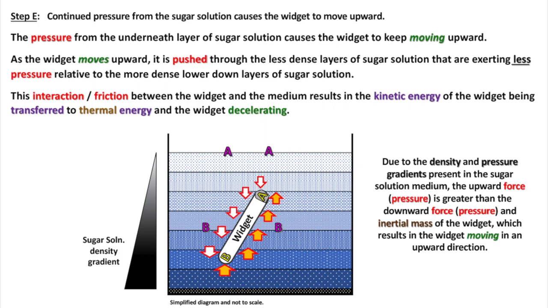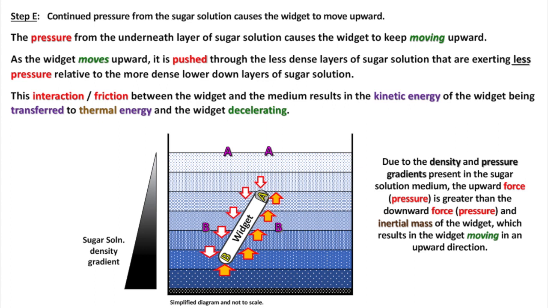Step E. Continued pressure from the sugar solution causes the widget to move upward. The pressure from the underneath layer of sugar solution causes the widget to keep moving upward. As the widget moves upward, it is pushed through the less dense layers of sugar solution that are exerting less pressure relative to the more dense lower down layers of sugar solution.